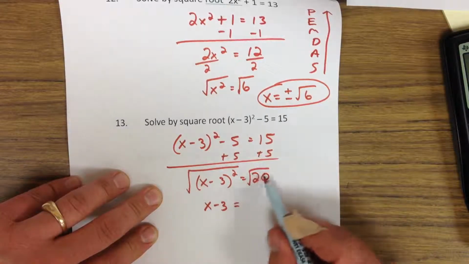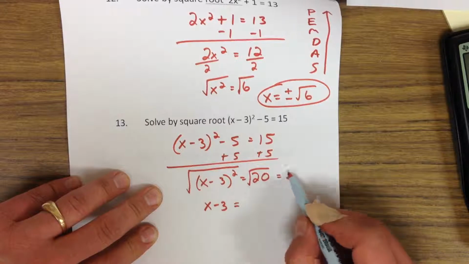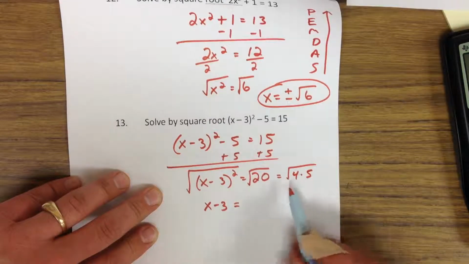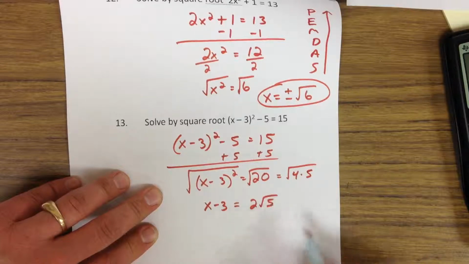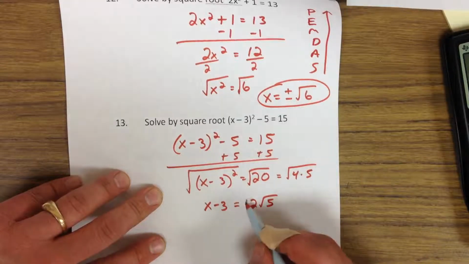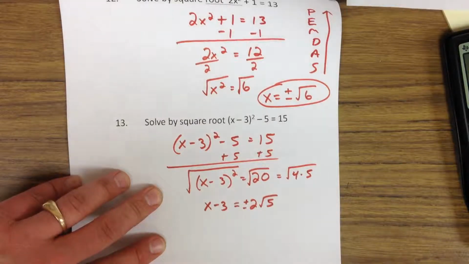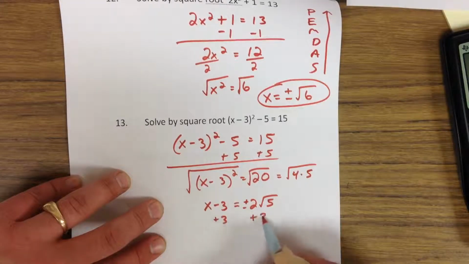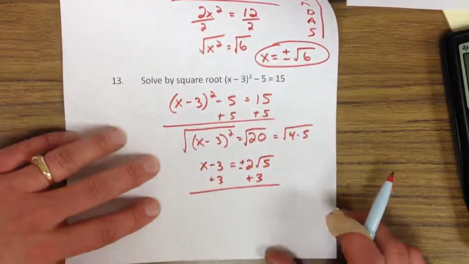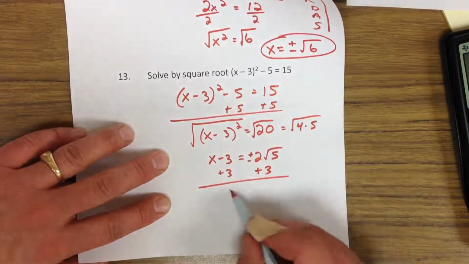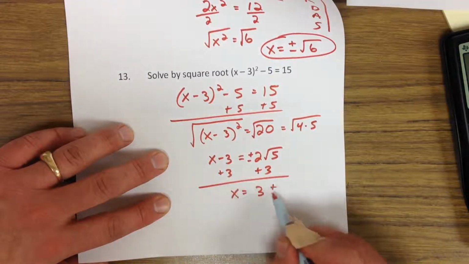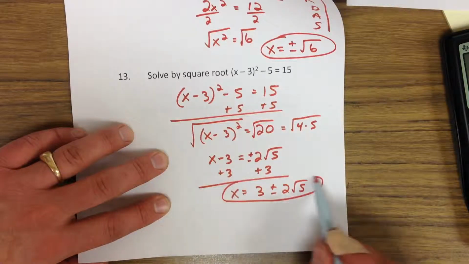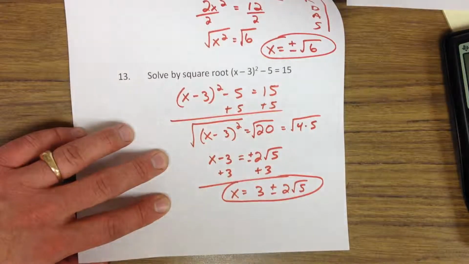Alright, now I can simplify this. Radical 20 is 4 times 5. Alright, so that becomes 2 rad 5. And actually I should write it as plus or minus. And then I'm going to add 3 to both sides. And I have x equals 3 plus or minus 2 rad 5. That's my final answer.